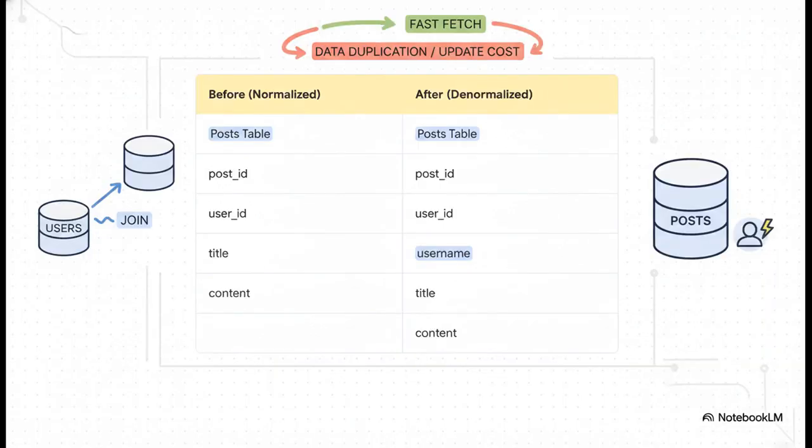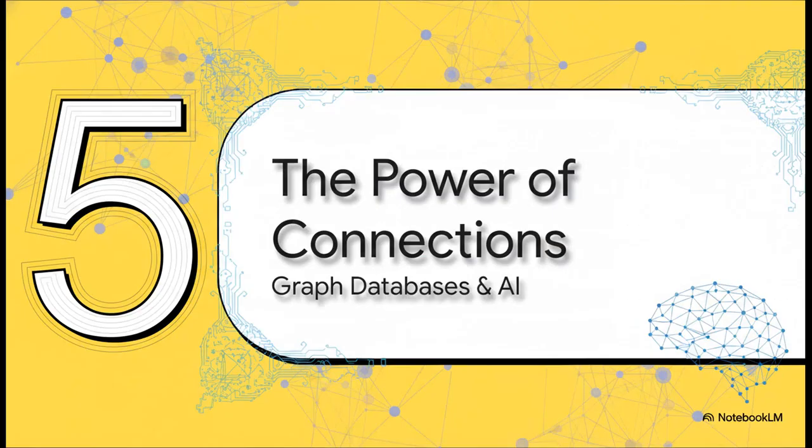And here is a perfect example. Remember our blog? In the before version, the normalized one, if we want to show the author's username next to their post, we have to do that join to the users table. In the after version, we just copied the username and put it directly in the post table. Now, yes, if a user changes their name, we have more work to do, but fetching all the posts to display on the main page just got way, way faster. It's all about trade-offs.